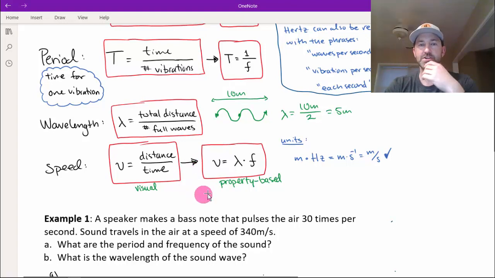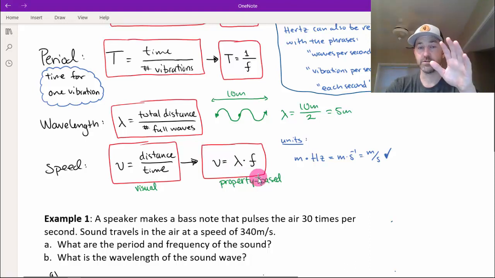Wave speed, generally speaking, is just like any other velocity. It's a distance over a time. As in the Hewitt text, we could put that as wavelength divided by period. We don't very often use that formula. More commonly, we use wave speed is equal to wavelength times frequency.